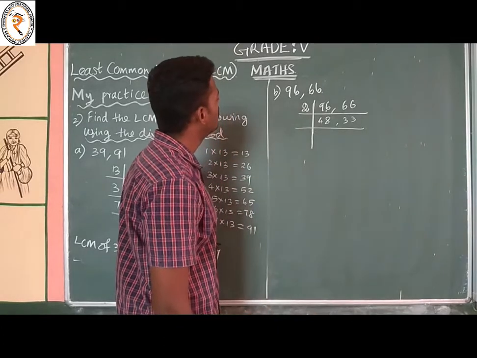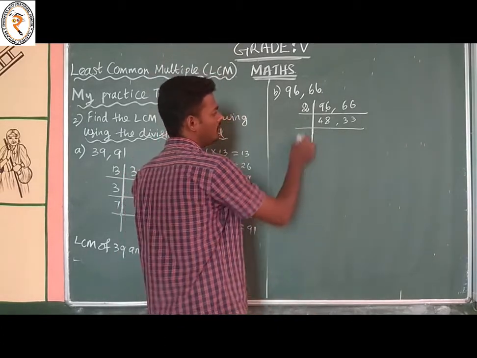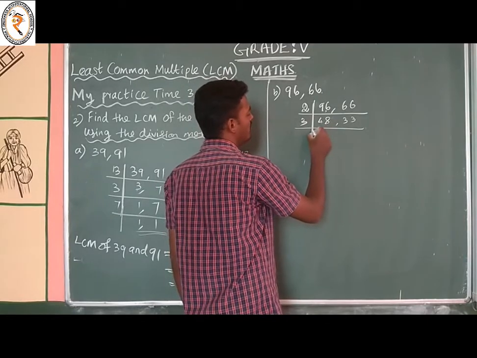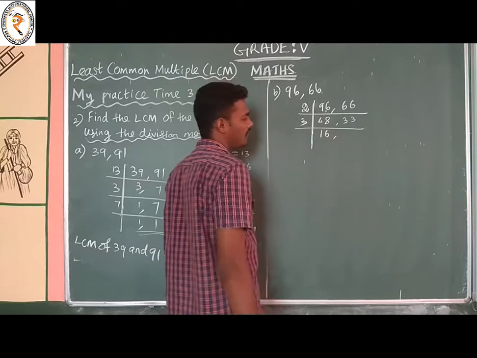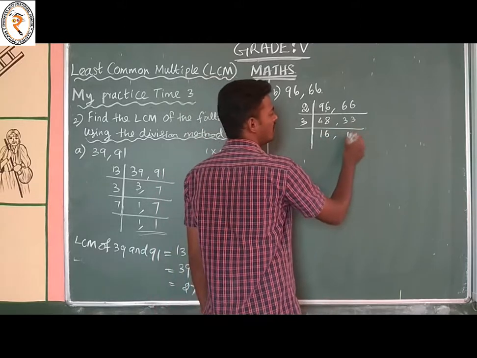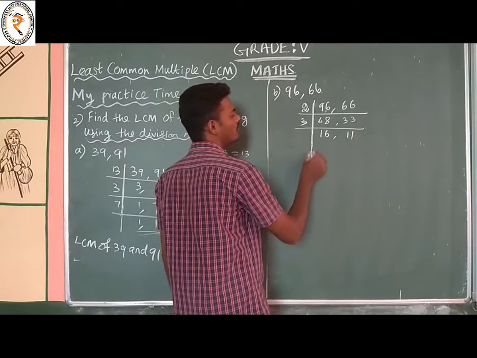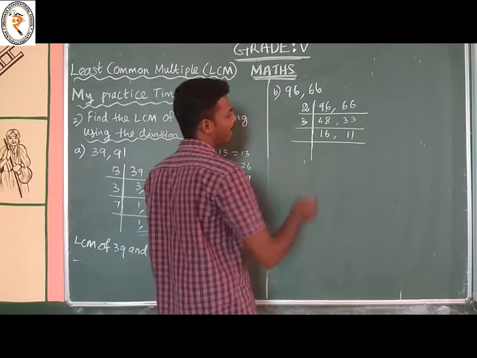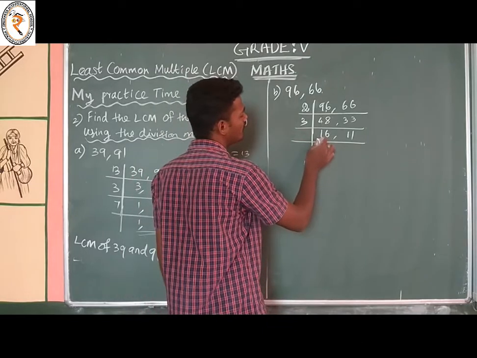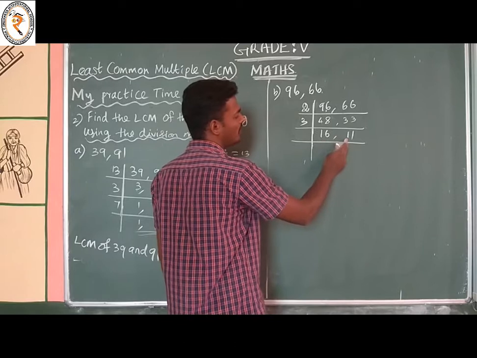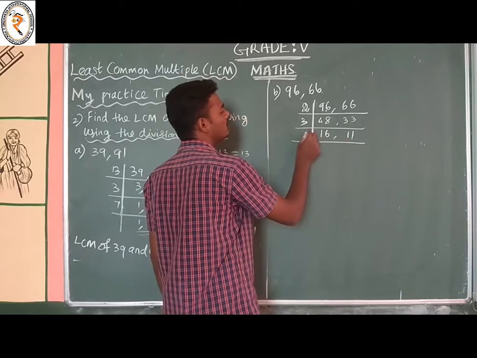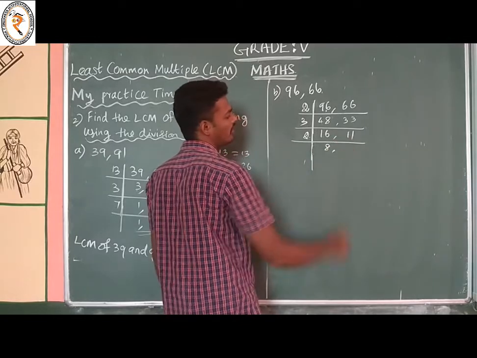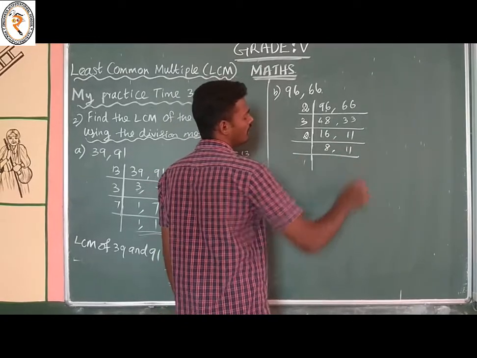So we go to the third table. 48 comes 16 times in the third table, and 33 comes 11 times. Next, 16 is an even number, 11 is an odd number. In the second table, 16 comes 8 times and 11 is not in the second table, so bring down the value 11.